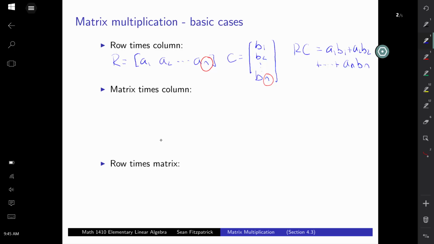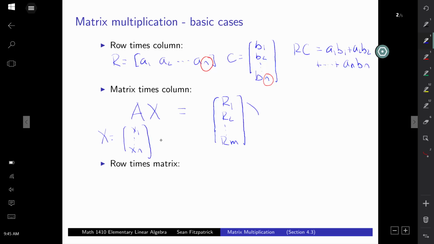If I wanted to do a matrix times a column, so if A is my matrix and X is my column vector, so X here looks like maybe X1 down to Xn. What I do is I can think of that matrix A as being composed of several rows: row 1, row 2, down to say row M, multiplied by X. So each one of these rows, maybe row I, is going to look like AI1, AI2, down to AIN, right? And again, the N here matches the N there. And so I can do each of these row times column products, and I simply do row 1 times X, row 2 times X, all the way down to row M times X.